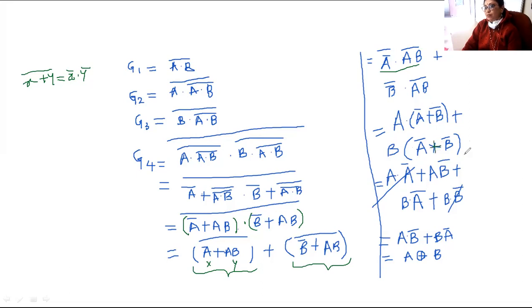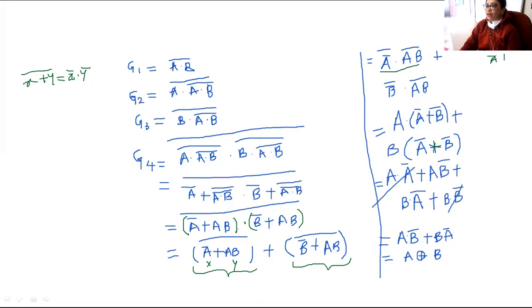Okay, this is plus. Now further you have to simplify the equation. So multiply this A by A bar plus A into B bar plus B into A bar plus B into B bar. Now what happens? A into A bar or B into B bar is 0. That means suppose if A is 0, A bar will be 1.